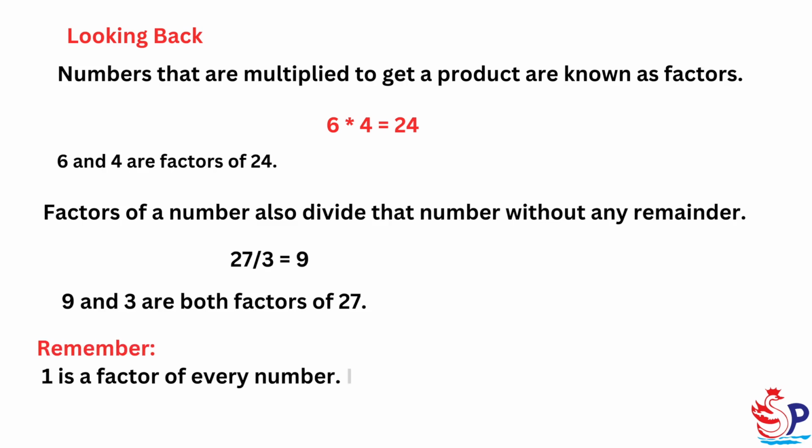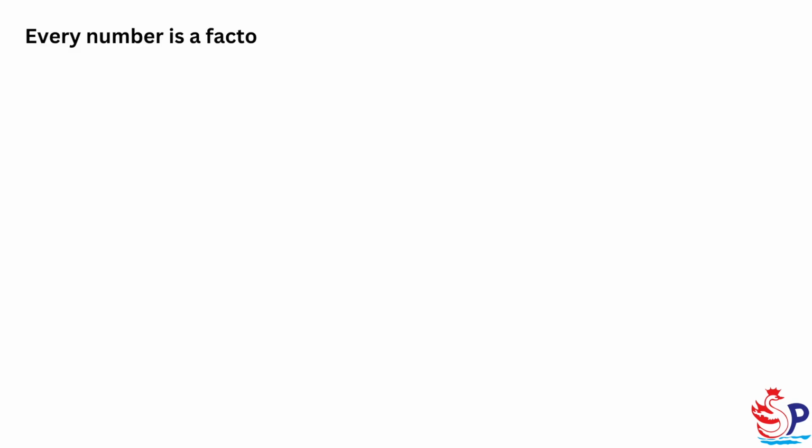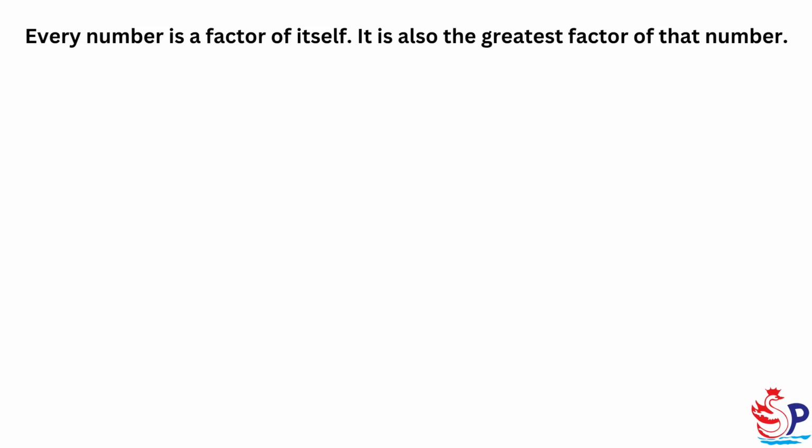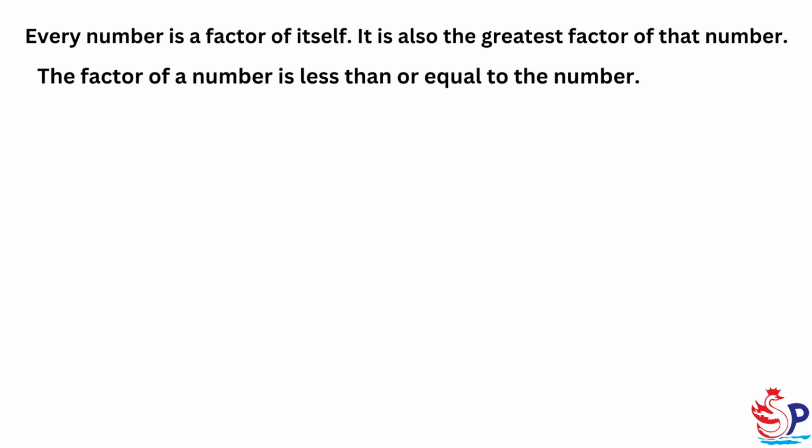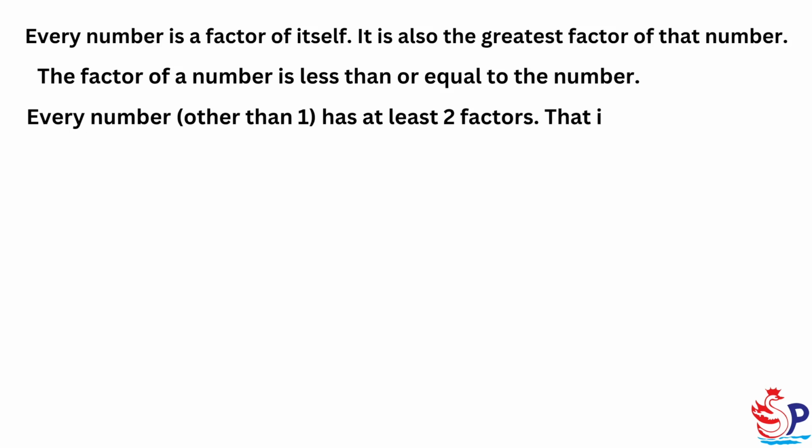Remember, 1 is a factor of every number. It is also the smallest factor of a number. Every number is a factor of itself. It is also the greatest factor of that number. The factor of a number is less than or equal to the number. Every number, other than 1, has at least 2 factors. That is, 1 and the number itself.